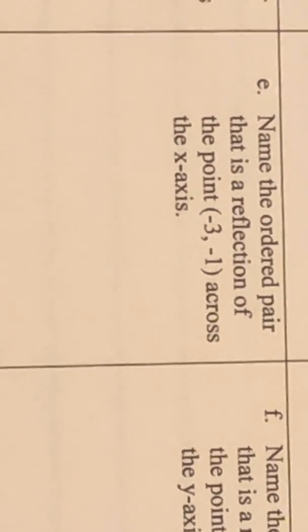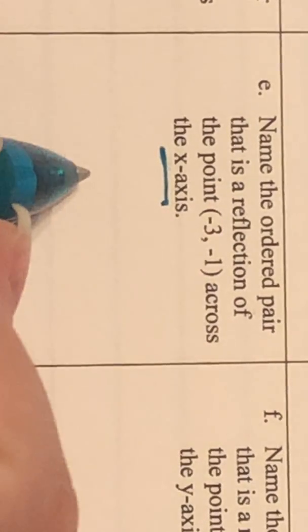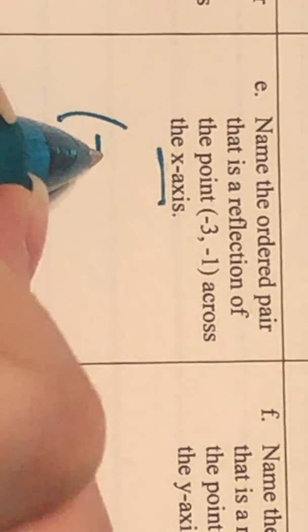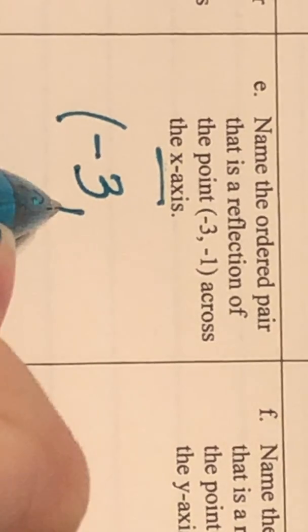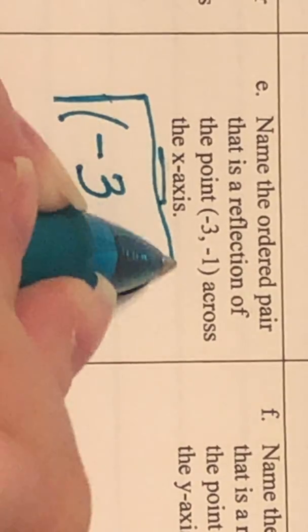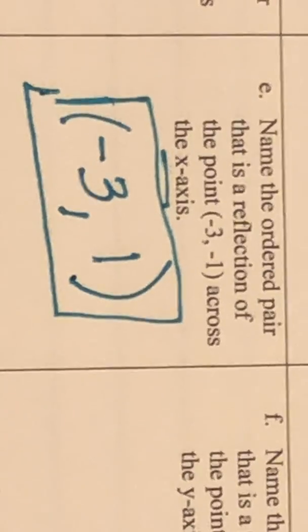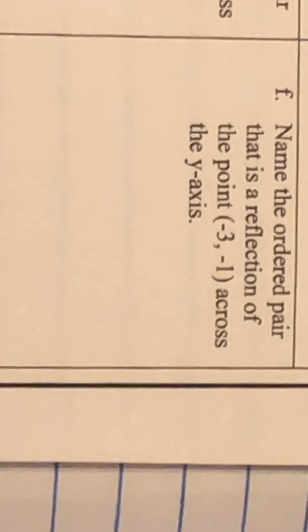Letter E says name the ordered pair that is a reflection of the point negative 3, negative 1 across the x-axis. So again, I have x-axis, so that means my x stays the same, and my y is the opposite. So I have negative 3, 1.